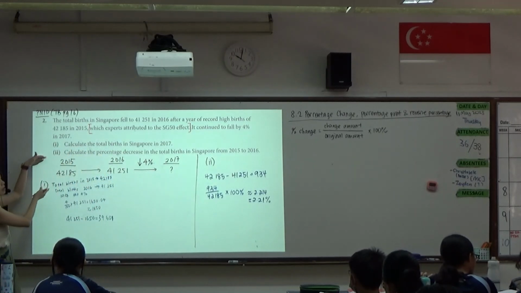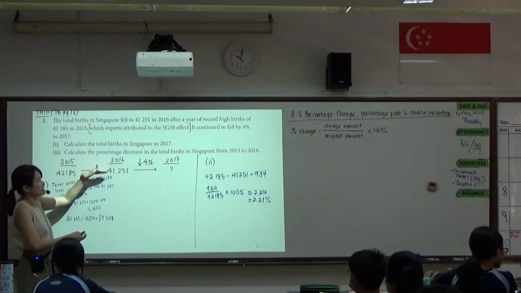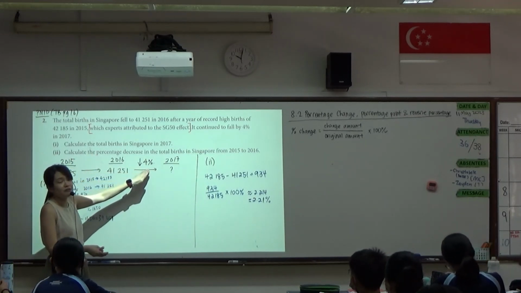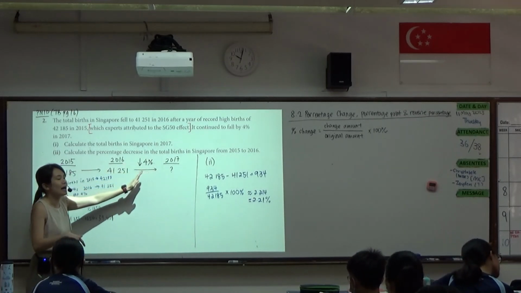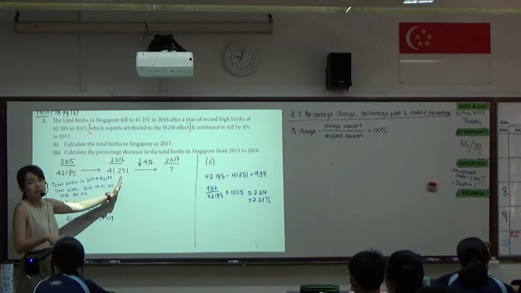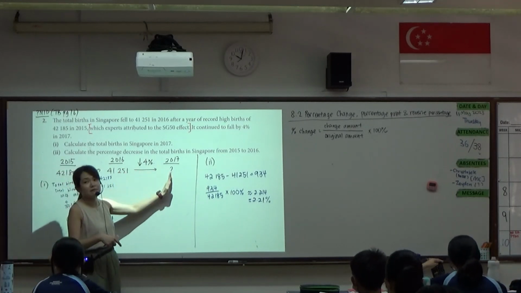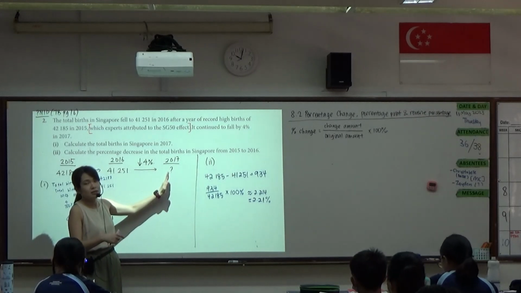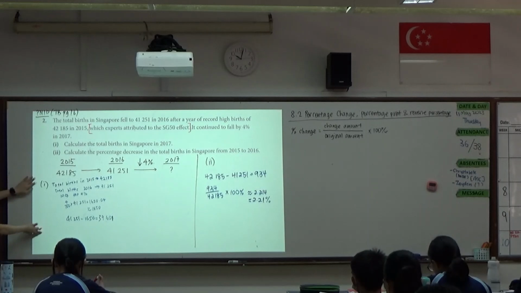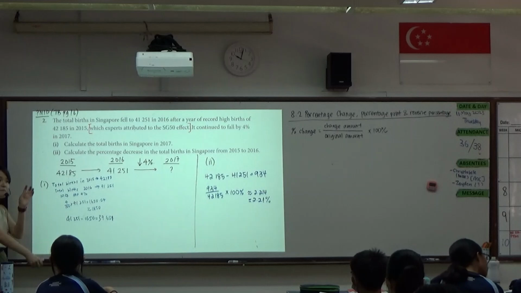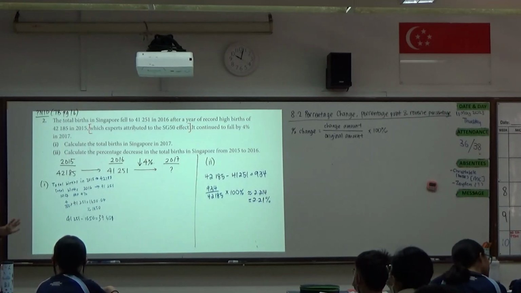So I illustrated the entire question in this manner. 2015 we had this number, 2016 we had this number, it continued to fall by 4%. Because they say continue to fall, that means our 100% is actually this number over here. So in 2017, how many percent would that be? It is 96%. What Emmanuel has given us, I find the working a little bit lengthy, but nothing wrong with it. Perfectly fine to write your answers in this way.